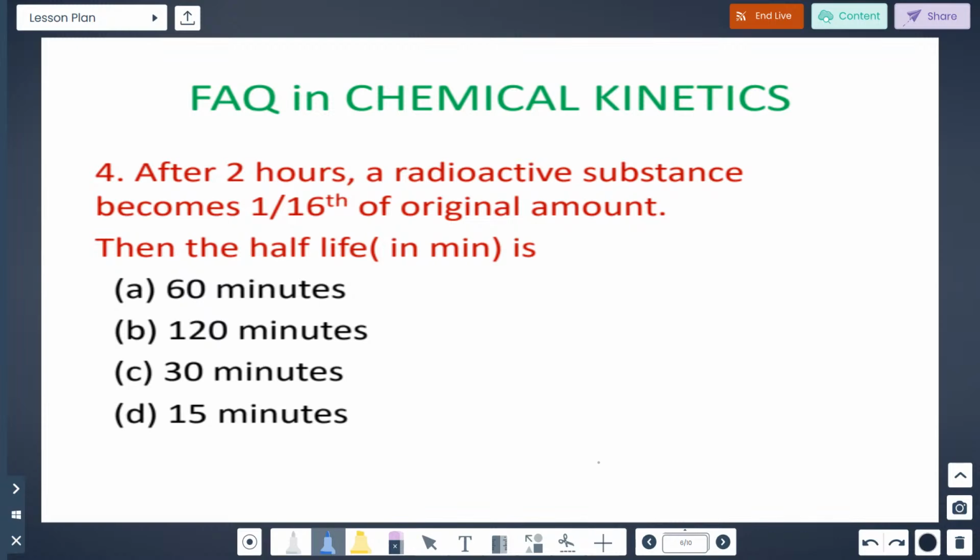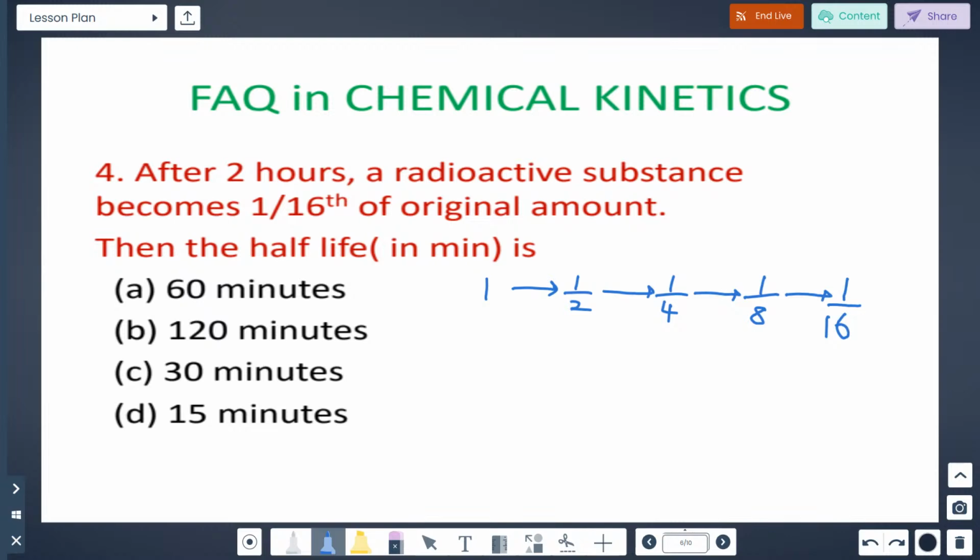1/16th. Suppose here, 1/16th means initially we consider as 1 gram. If a percentage is given, the initial percentage we consider as 100. If a fraction is given, initially we can consider as 1. Understood? Suppose you have 1, it becomes half, 1/4, 1/4 becomes 1/8, 1/8 becomes 1/16. So now we have to bring it up to this.